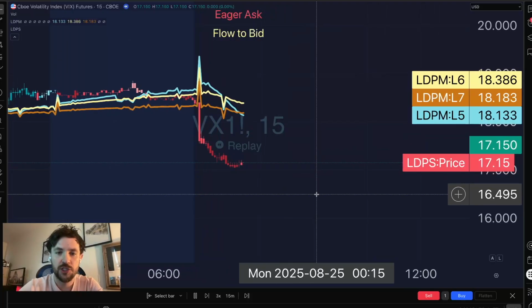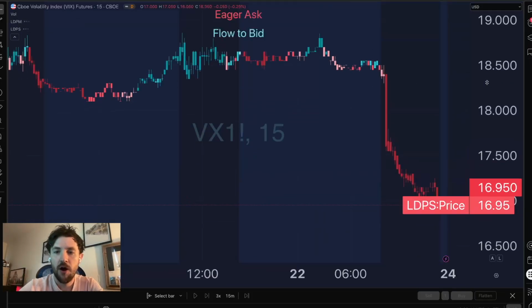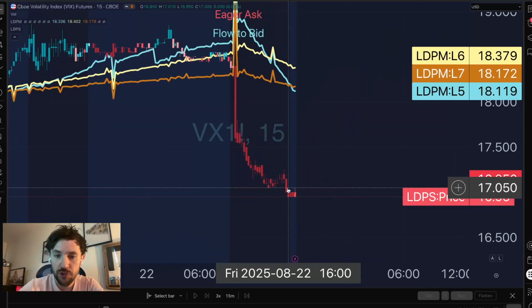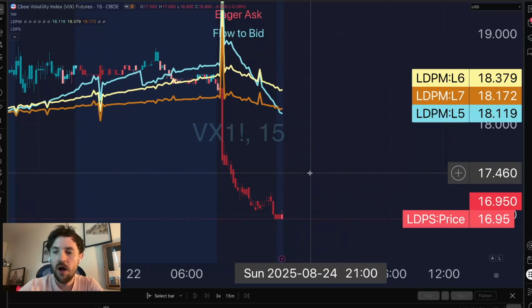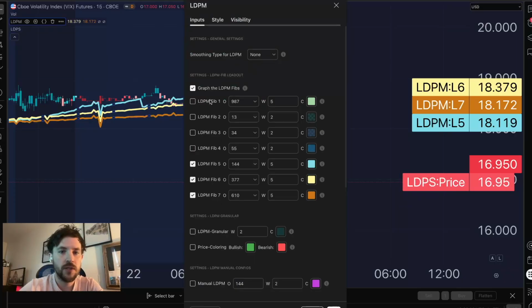And that's just simply because that's what LDPS said was going to happen. And so we are left with bearish liquidity, very much so, on VIX on the 15 with no actual support noted. But let's do our little trick and add the 987, which is the step up above 610 for me personally.